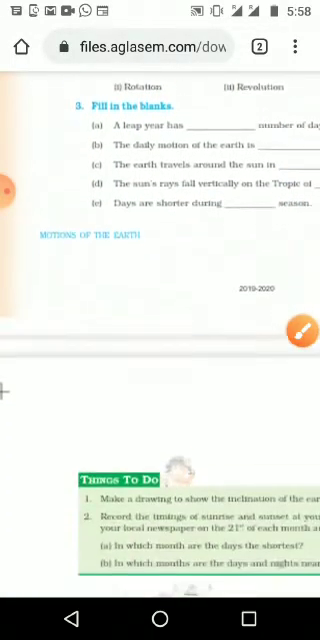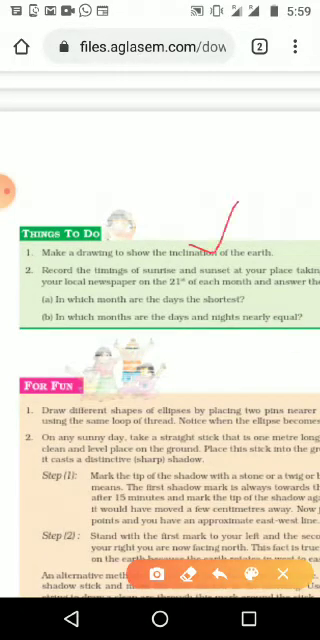And we can see the motion of the earth and some activities we want to do, and make a drawing to show the inclination of the earth. This drawing you want to do in your notebook, and record the timing of the sunrise and sunset at your place, taking the help of your local newspaper.